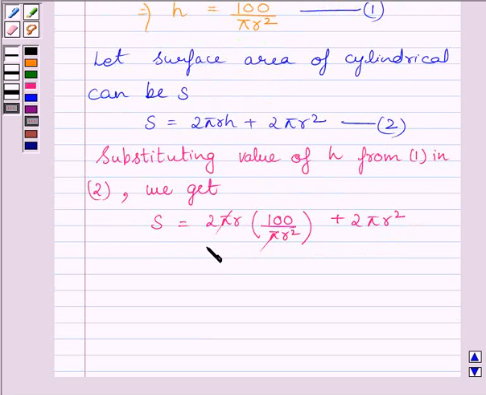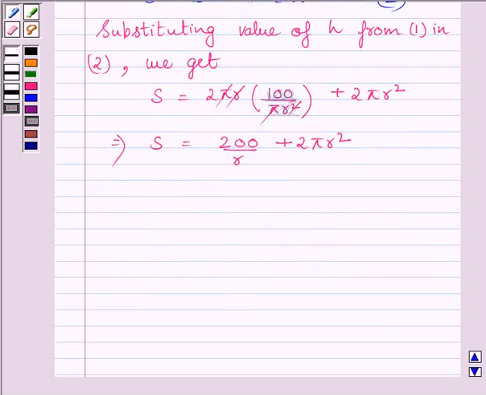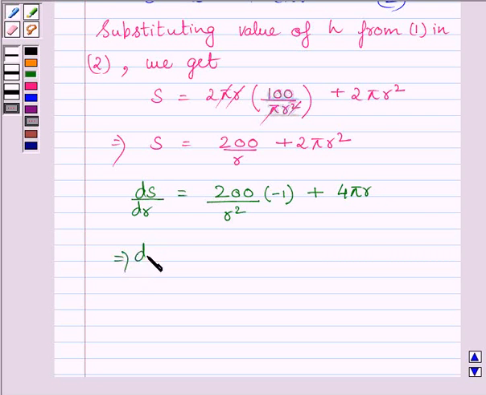Now pi and pi will cancel each other and r will cancel one r. So we get 200 upon r plus 2 pi r square is equal to S. Now differentiating both sides with respect to r, we get dS upon dr is equal to 200 upon r square multiplied by minus 1 plus 4 pi r, or we can simply write it as dS upon dr is equal to 4 pi r minus 200 upon r square. We know minus 1 multiplied by 200 upon r square is minus 200 upon r square.